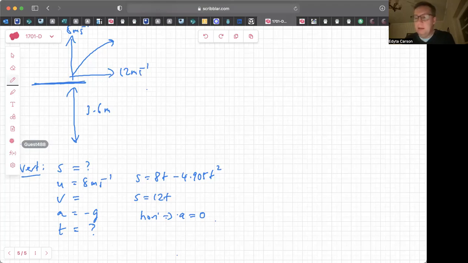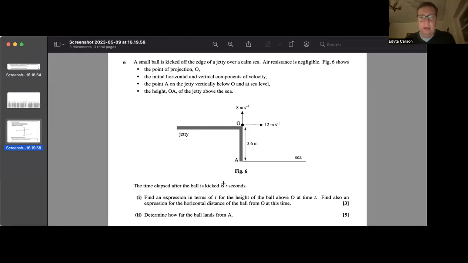So for every second it goes along, it will cover 12 meters. Basically, that's what it's saying, horizontally. So there are two equations. Okay, so if we flick back now to see, well, what did it ask us about that? Determine how far away the ball lands from A.